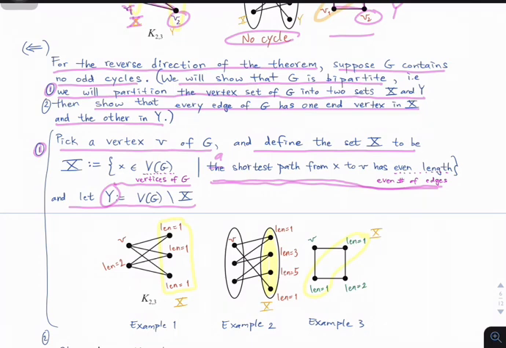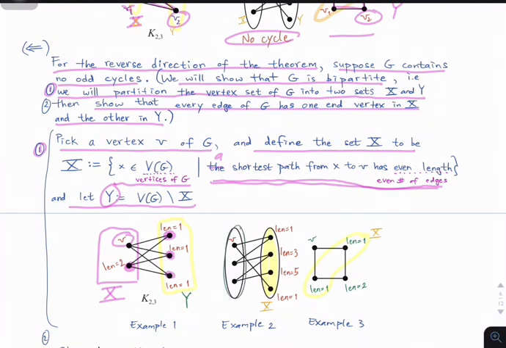So let's look at these examples. If I had picked V to be this vertex, then I can check the length of a shortest path from V to that vertex, or vice versa. So for this vertex here, the length from this vertex to V is 1. And the same for all of the other vertices on the right side. They all have length 1, which is odd. But for this vertex, a shortest path from this vertex to V has length 2. And so this is actually the X, and the set on the right is the Y.